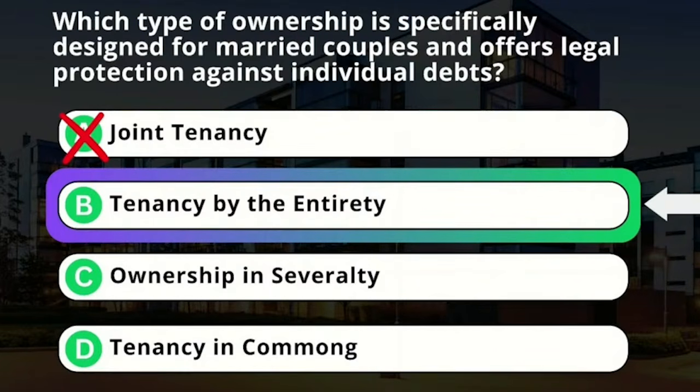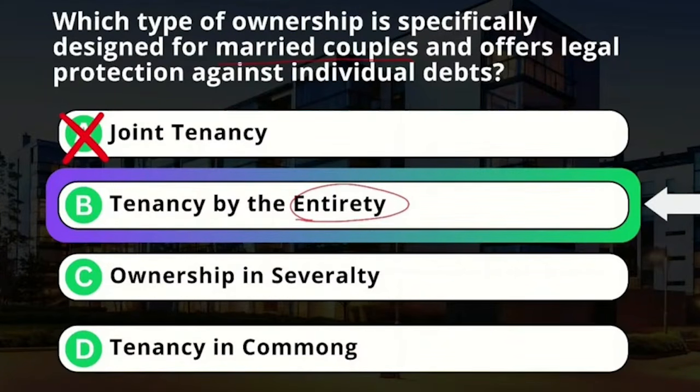Now, the number one wrong answer here was joint tenancy. So a lot of folks don't know the differences between them. The big buzzword here for entirety is married couples. It is reserved exclusively for married couples. That's what it's designed for. There are some states that don't observe tenancy by the entirety. There are some states that observe community property, and some states may be just joint tenancy with right of survivorship. However, the tenancy by the entirety is definitely for married couples only, and it does have protection against individual debts.